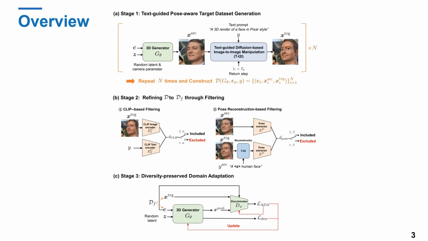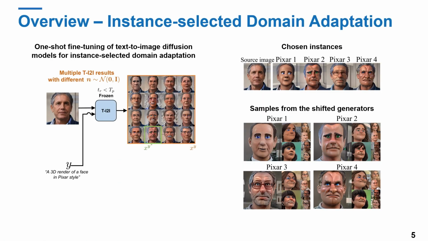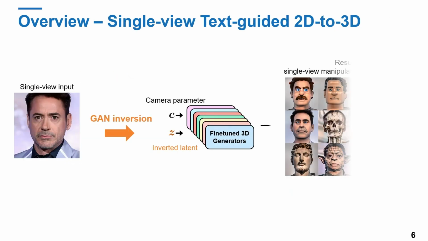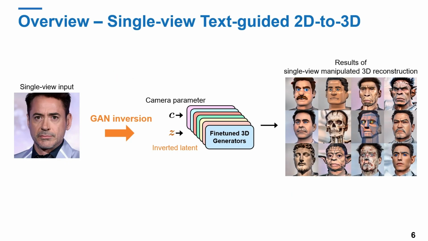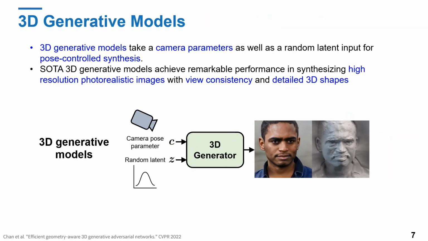DATID-3D consists of three main steps: text-guided pose-aware target dataset generation, CLIP and pose reconstruction-based filtering, and diversity-preserved domain adaptation. DATID-3D demonstrates superior quality, diversity, and text-image correspondence to the baselines. Our pipeline can be extended for instance-selected domain adaptation, and single-view manipulated 3D reconstruction as well. Let's see our work in more detail.